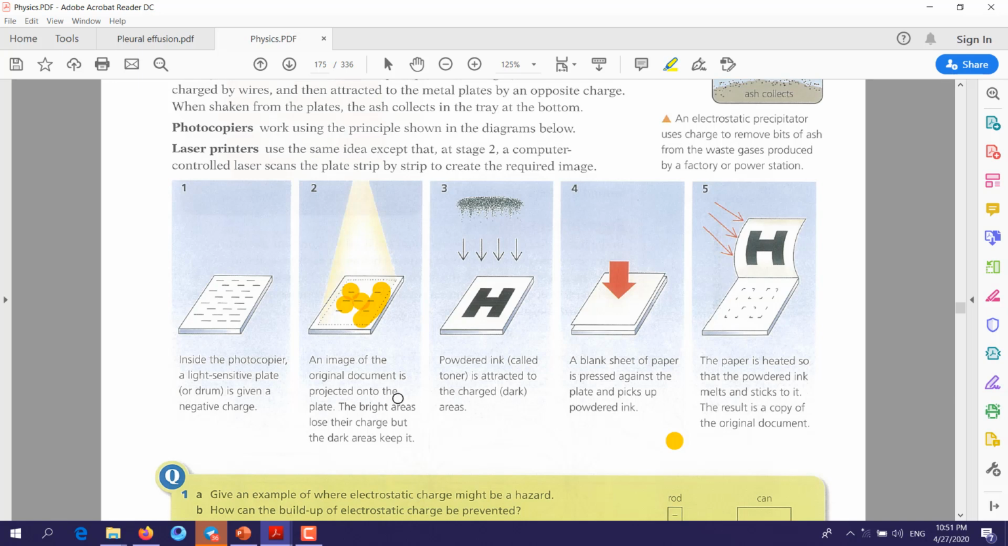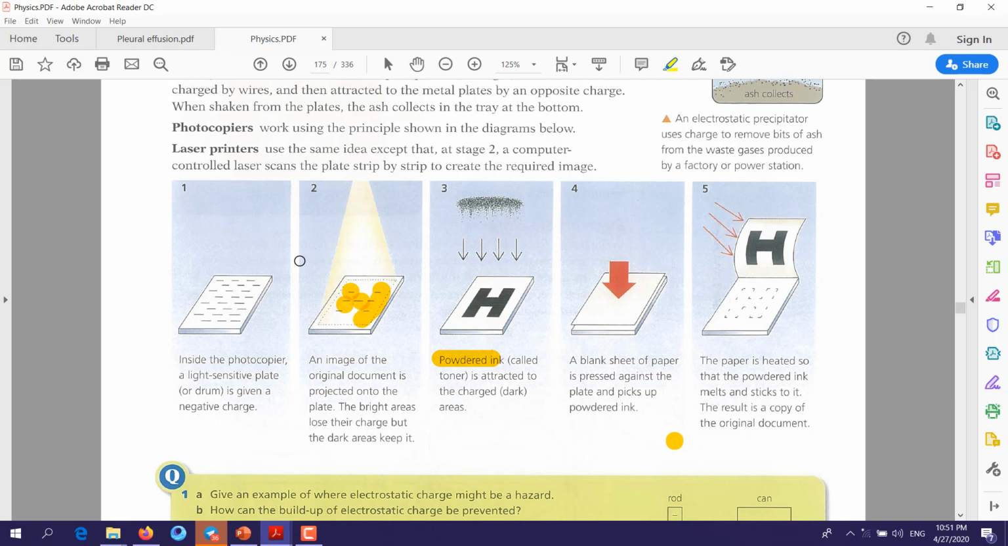Now what do they do next? Powdered ink, called toner, is attracted to the charged areas. All this toner, or this powder, will be attracted to this area. Now as you can see, they write. Then a blank sheet of paper is pressed against the plate and picks up the powdered ink. At the end the paper is heated so that the powdered ink melts and sticks to it. The result is a copy of the original document.